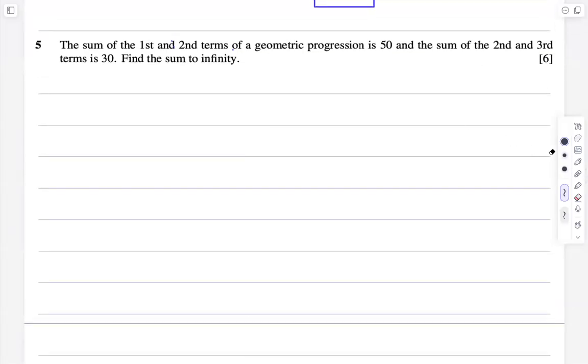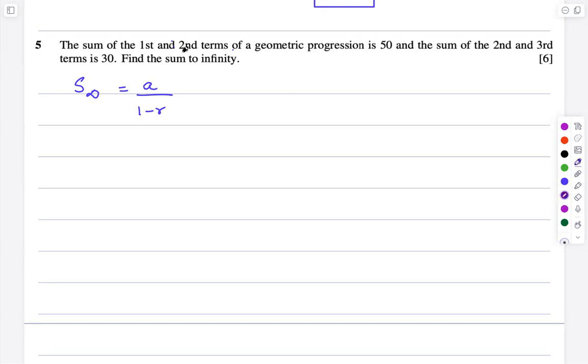In question 5, the sum of the first and second terms of a geometric progression is 50 and the sum of the second and third terms is 30. We have to find the sum to infinity. Now, the sum to infinity is given by the formula a divided by 1 minus r. So we need to find the value of a and r and then find the sum to infinity.